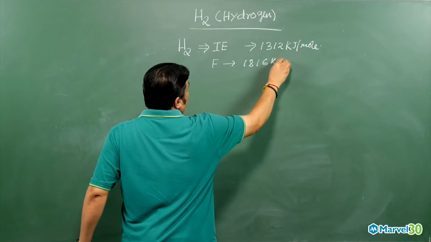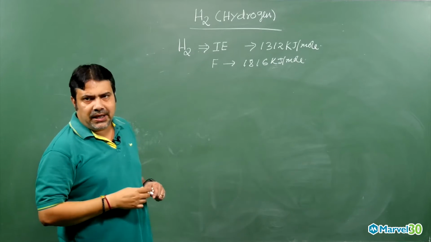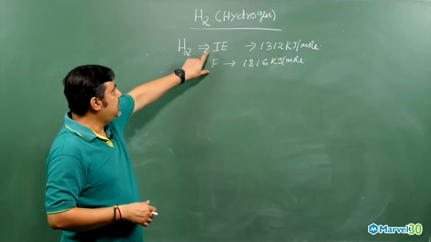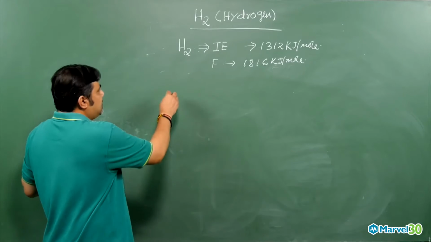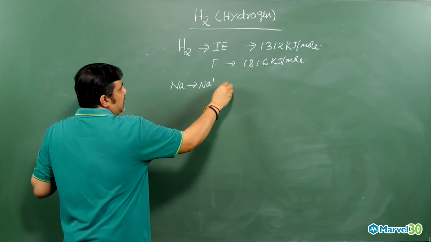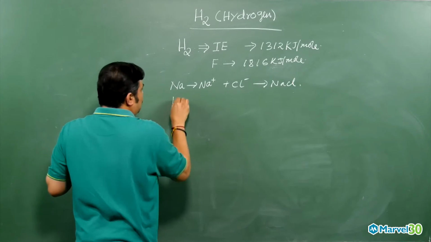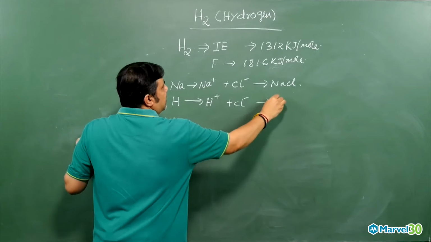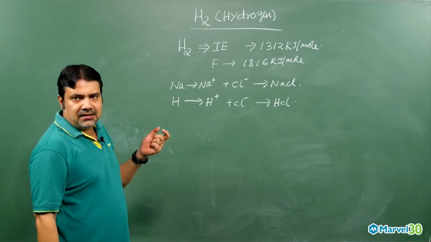Fluorine is around 1681 kilojoule per mole. So, that means the similarity is there, whereas sodium or lithium ionization energy is 452, 400 in that range. So, that means hydrogen has more similarity with the group 17 element rather than group 1 element. Likewise, sodium forms Na plus and combines with Cl minus to form NaCl. Likewise, hydrogen atom can also form H plus, which can combine with Cl minus to form HCl. This type of similarity and dissimilarity is present.